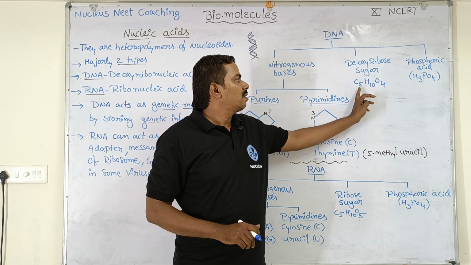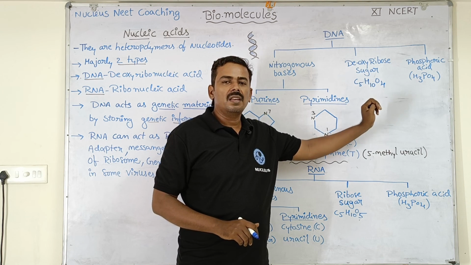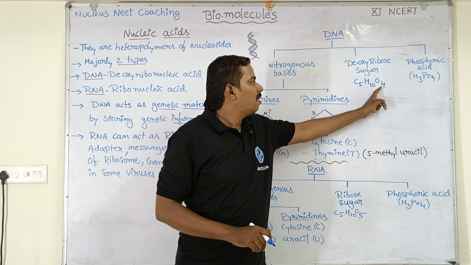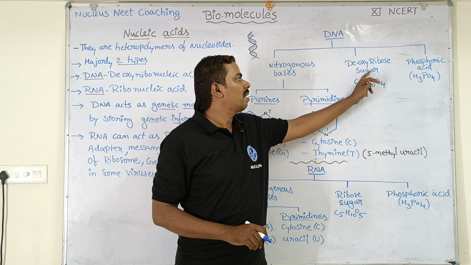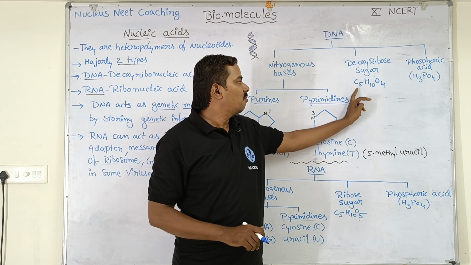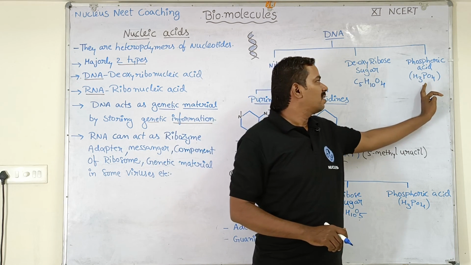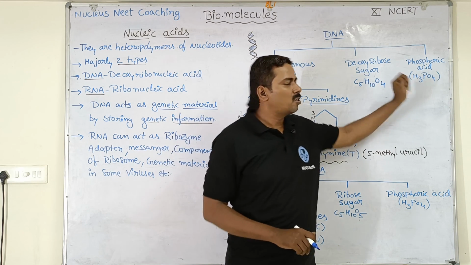Now, deoxyribose sugar, its formula is C5H10O4. Generally, ribose is a 5-carbon sugar. Here, one oxygen is less, that's why the name deoxyribose sugar, C5H10O4. It is a sugar. Phosphoric acid, H3PO4. DNA gets acidic nature because of phosphoric acid.